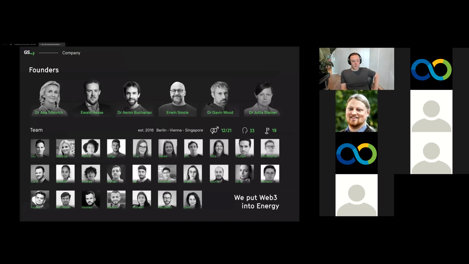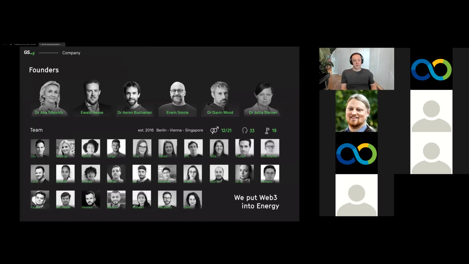We are a decent company with 33 people, and I'd also like to take this chance of this presentation as a hiring pitch. So we're going to double our team this year, and we are a very mixed team of economists, software developers, and researchers. We were established in 2016 with offices in Berlin, Vienna, and Singapore. And what we do is we bring Web3 into energy.